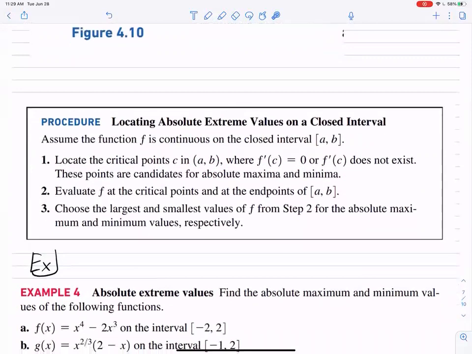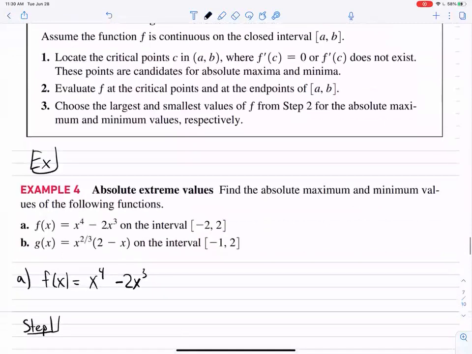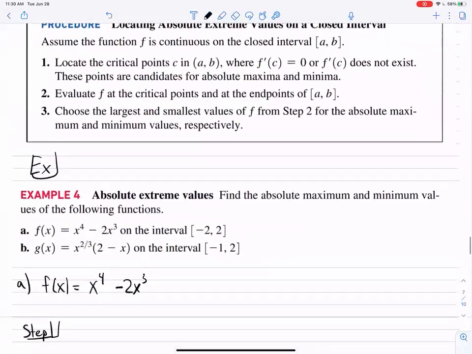Then what you do is you're going to make a table, and you're going to evaluate at the critical points and the endpoints. And I'll show you what that looks like. And then you're going to have a list of function values, and you just choose the largest and smallest. The largest one is the absolute max, and the smallest one is the absolute min. And so that's pretty much it. And so let's do an example. So it's really kind of just 2 steps.